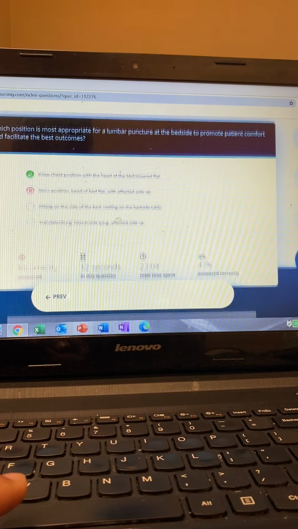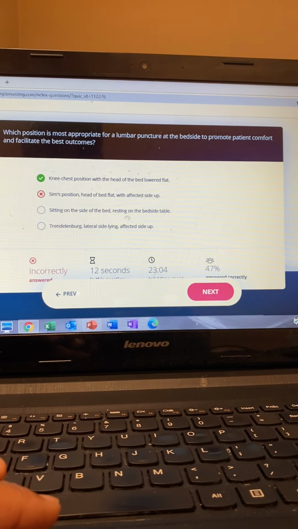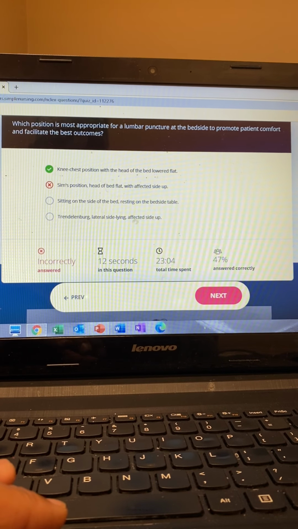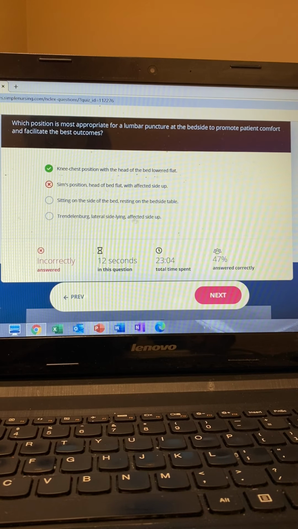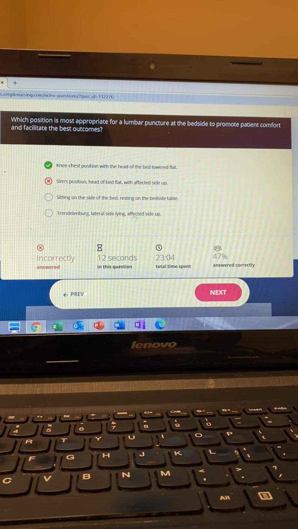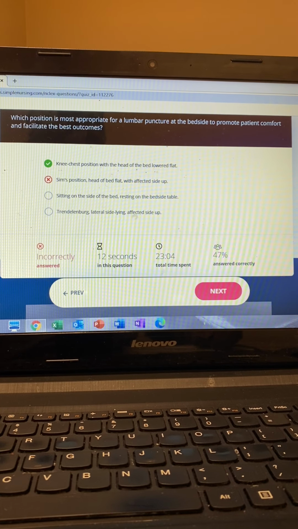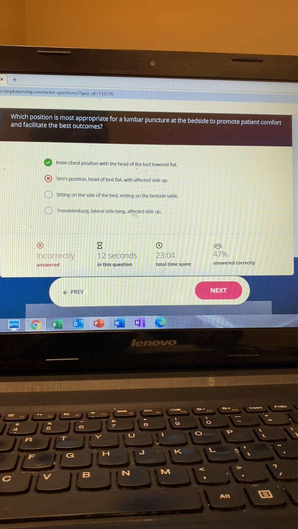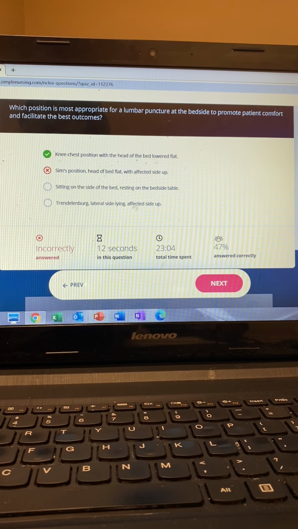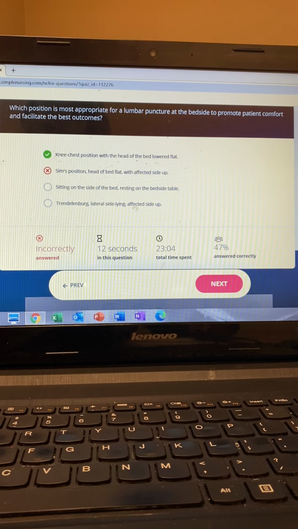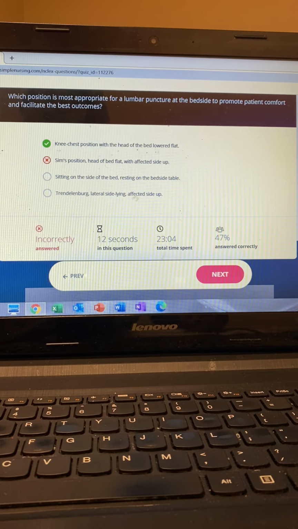Now, using our 3 steps, let's break this down. This question is asking for the most appropriate position for the key problem, a lumbar puncture at the bedside. So guys, whenever you hear a lumbar puncture and the best positioning for it, always think LP for lower puncture, for lumbar puncture. So we need access to that lower spine and to keep the patient comfy. So the solution we're looking for is a position that gives the best access to that lower area and keeps the most comfort for the patient.